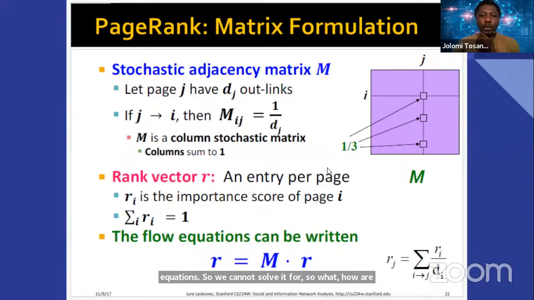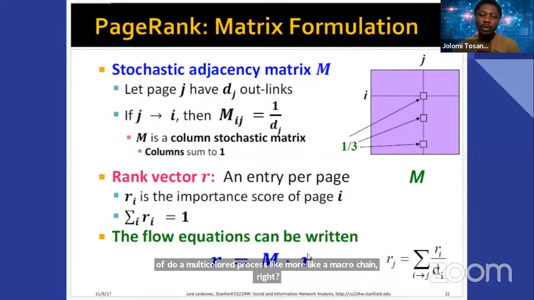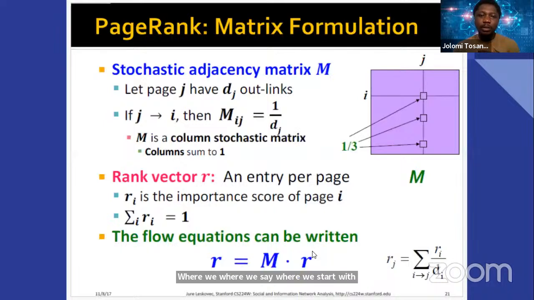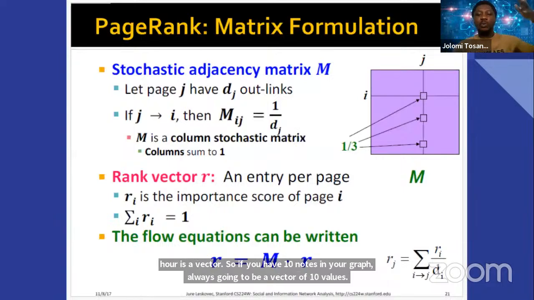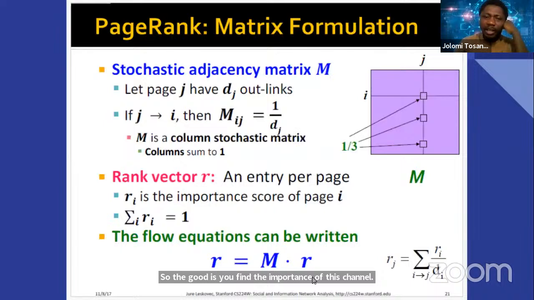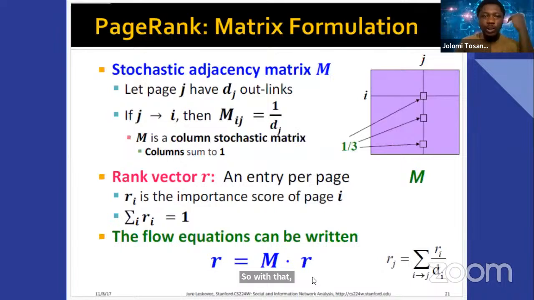So Google came up with something like a Monte Carlo process, more like a Markov chain, where we start with some random r. This r is a vector. So if you have 10 nodes in your graph, r is going to be a vector of 10 values. The goal is to find the importance of those 10 nodes. So we initialize it, just like gradient descent, right? For your weights in a neural network, you start with some initial value and then you begin to update it based on the loss, right?